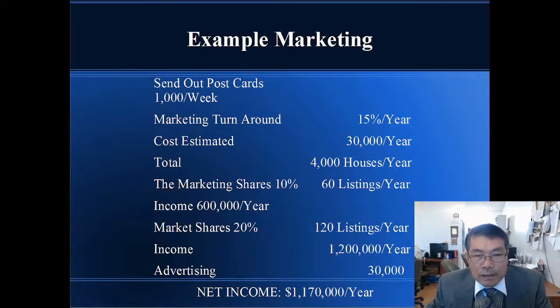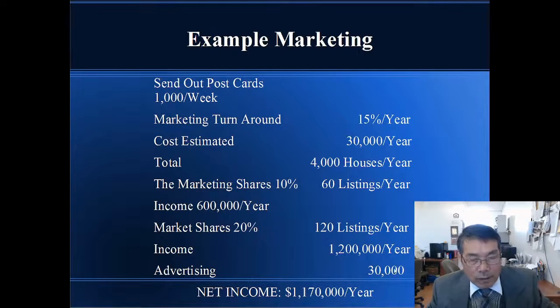Usually the market turnaround is about 15%, and it costs you about $30,000 a year. The total is about 4,000 households per year, with market share about 10%. That's 60 listings per year, and the income you can earn is about $600,000 per year. If the market share goes up to 20%, you get 120 listings per year, and income is $1.2 million. The advertising is still about $30,000.